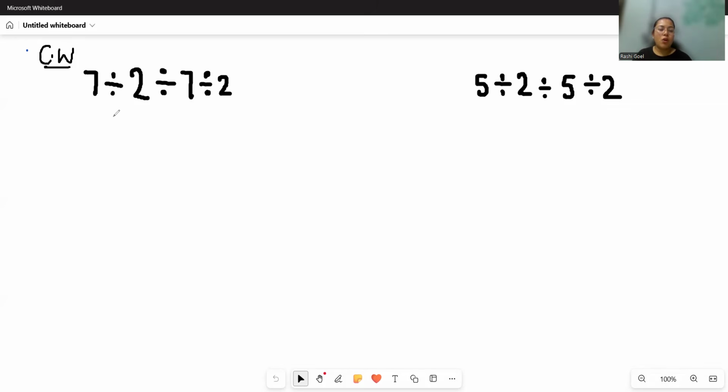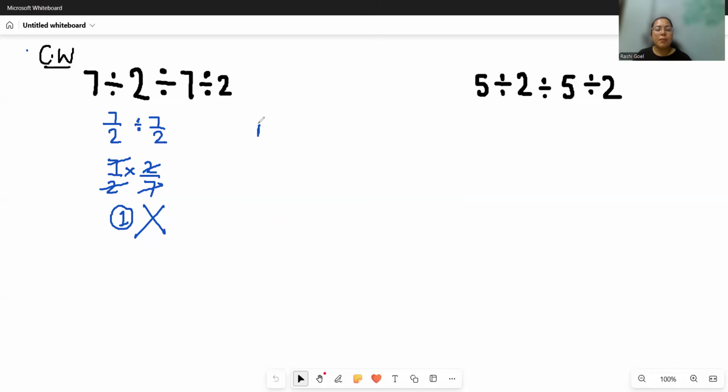What people do, they solve it like this: 7 divided by 2 divided by 7 divided by 2, and then they change the sign from division to multiplication and take the reciprocal, cancel this out, and what is left? Only 1. Which is a wrong answer and a wrong approach. Yes, you heard it right.